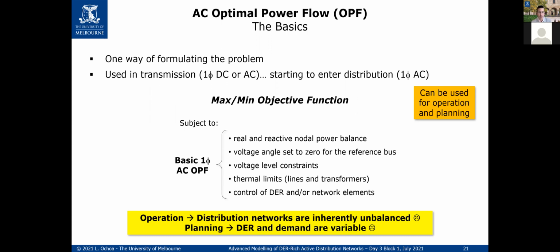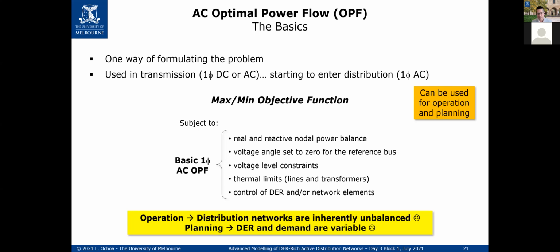The basis of an OPF for distribution, if we look at a single-phase or balanced distribution OPF, well, you will have your real and reactive nodal power balance. Of course, it has to be AC. You will set your voltage angles to 0 in the reference bus. Typically that will be your distribution transformer, or if it's a low voltage network, it will be your primary substation. In a medium voltage network, you will define your voltage constraints, your thermal limits, and you will control distribution resources and/or network elements, right? So in operation, the distribution networks are inherently unbalanced, all right? So we cannot really do things as a single phase, all right? And this is why there's a block where we're going to discuss three-phase stuff.